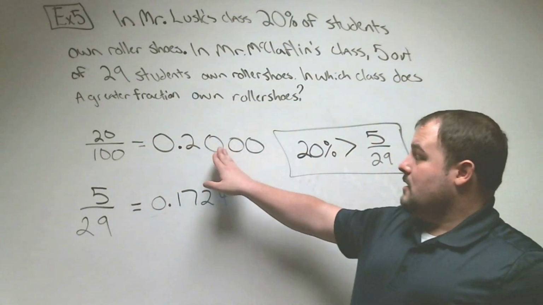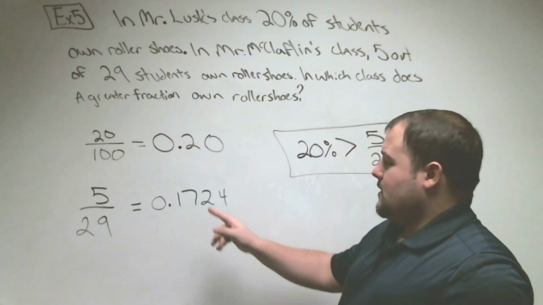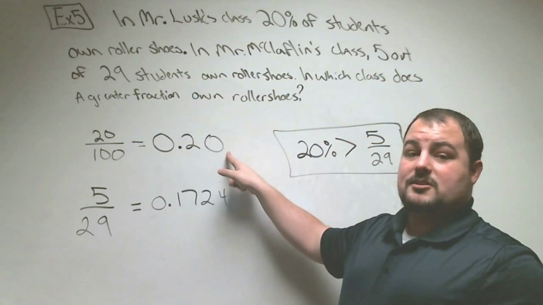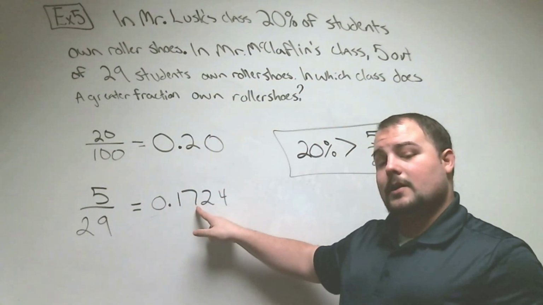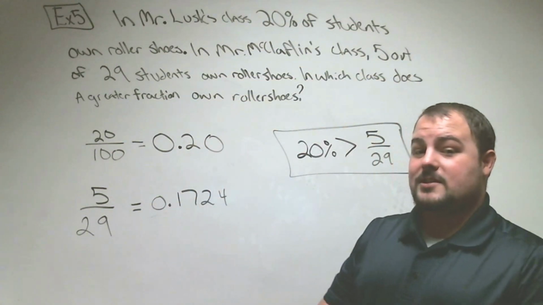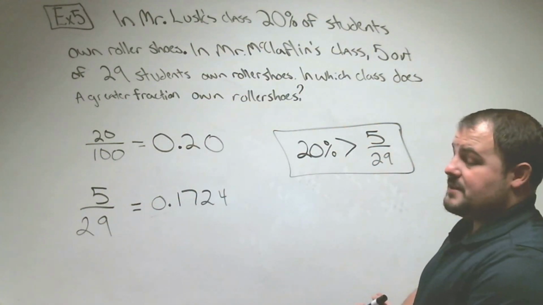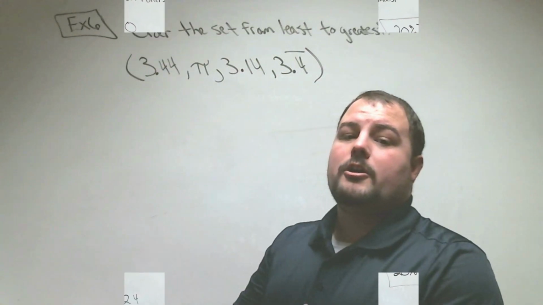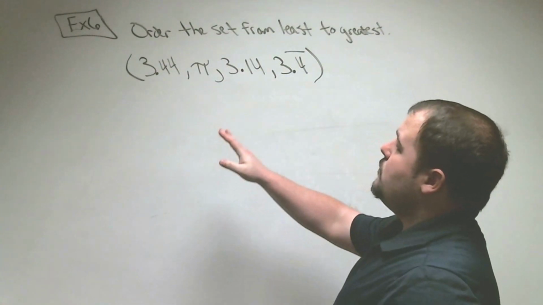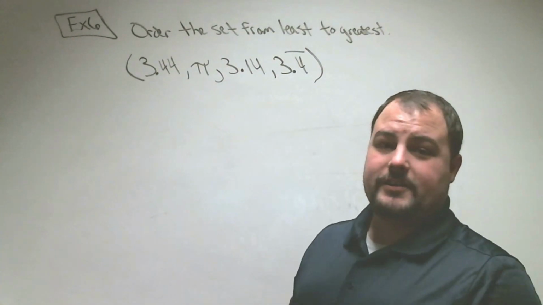Because even if we were to change these to percentages, we'd move the decimal over, this is 20%, we'd move the decimal over, this is 17%. 20% is more than 17%. So out of these two, Mr. Luft wins. Alright, so in example 6, we have to order these numbers from least to greatest.